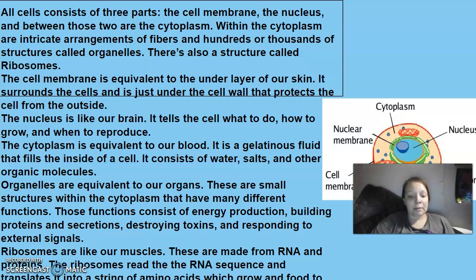Ribosomes are like our muscles. These are made from RNA and proteins. The ribosomes read the RNA sequence and translate it into a string of amino acids, which grow and make food and form proteins.